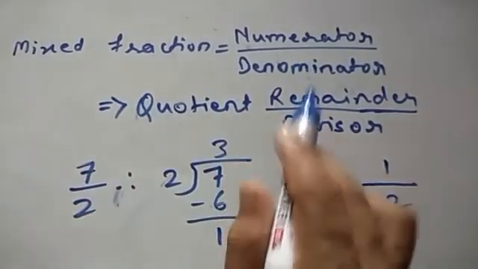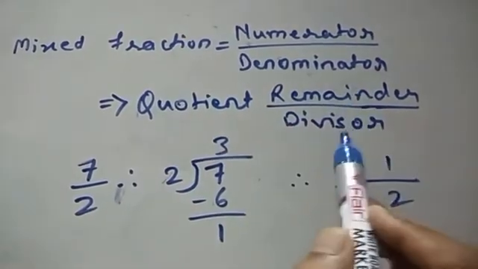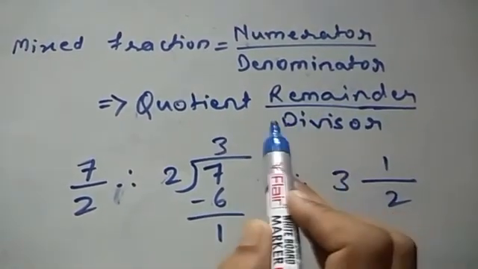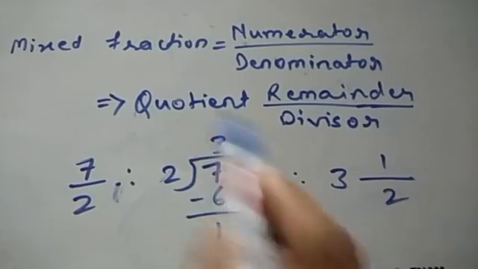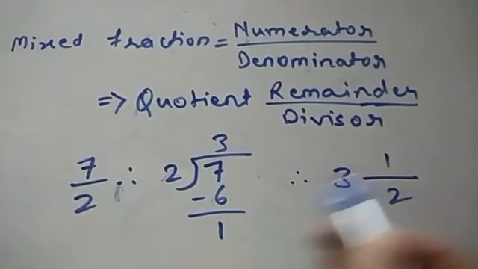So when we divide the numerator by the denominator, we get the quotient, the remainder, as well as the divisor. And this is the way of writing a mixed fraction. So what is the quotient? 3. So 3 I wrote. And what is the remainder here? 1. So the remainder is 1.